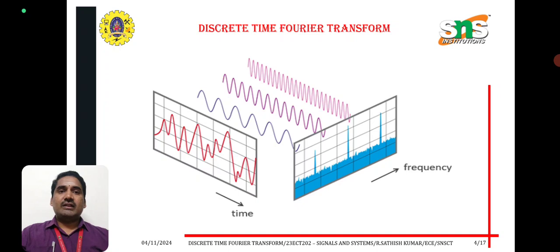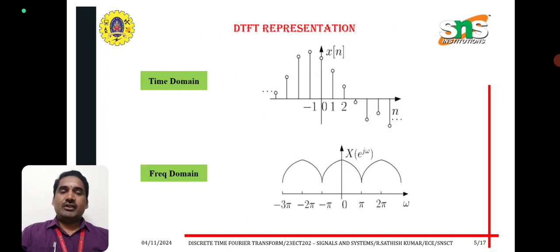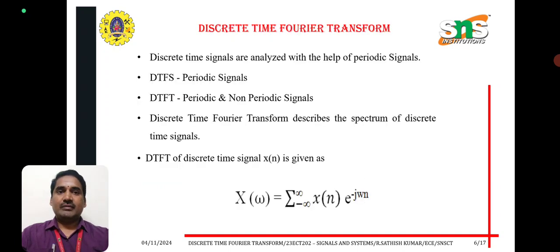This is the discrete Fourier transform, the process of conversion from time domain into frequency domain. See, time domain into frequency domain, the DTFT representation may also be given in terms of x of n with respect to n. That can be converted into frequency domain x of e power j omega with respect to omega. Next one, discrete time Fourier transform.